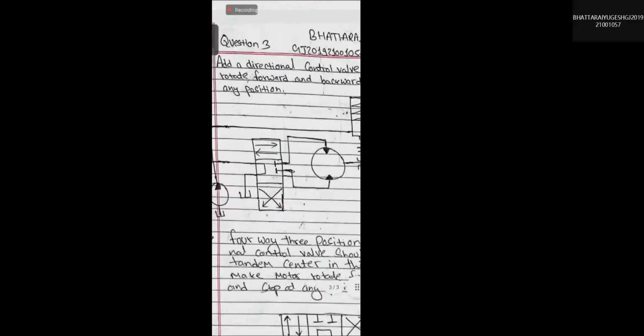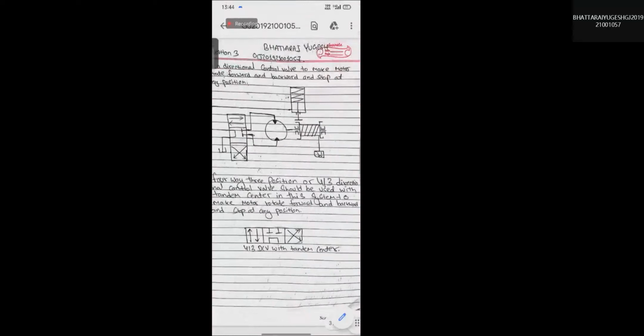In my opinion, for this question, the DCV should be 4x3 with the tandem center. So a 4x3 position, or 4x3 directional control valve, should be used with the tandem center in the system to make the motor rotate forward and backward and stop at any position.